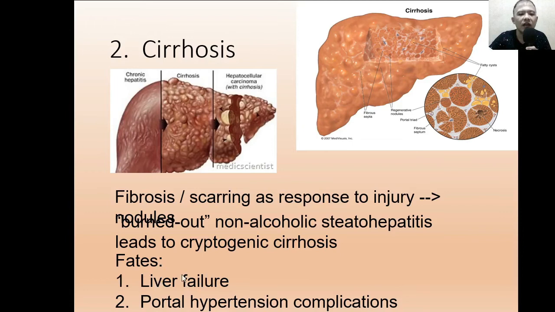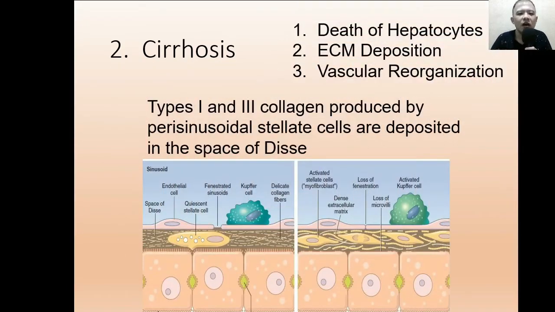And it can lead to hepatic failure, portal hypertension, because the fibrosis can encroach into the portal circulation, or you also have hepatocellular carcinoma. So there you have different routes. So how do you explain cirrhosis?